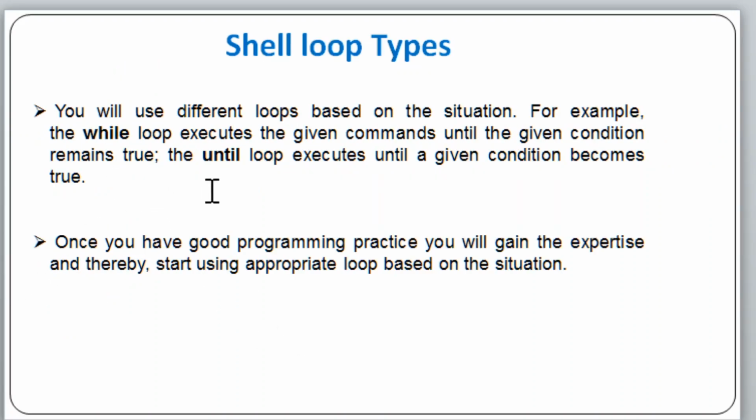So, shell loop types. You will use different loops based on the situation. For example, the while loop executes the given commands until the given condition remains true. The until loop executes until a given condition becomes true. So while happens while it's true, until happens until it's true. Once you have good programming practice, you will gain expertise and thereby start using appropriate loops based on the situation.